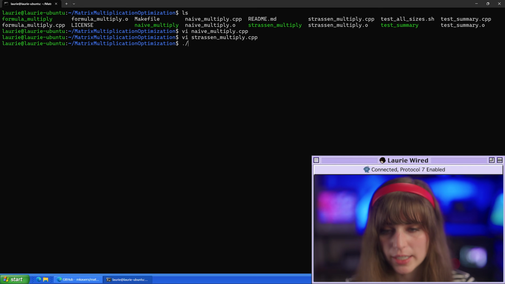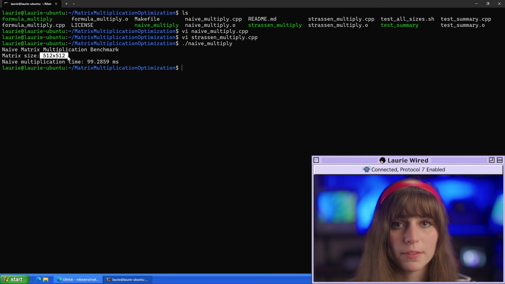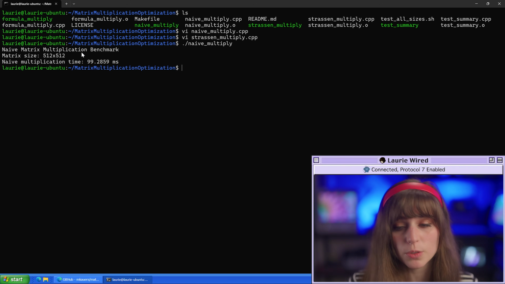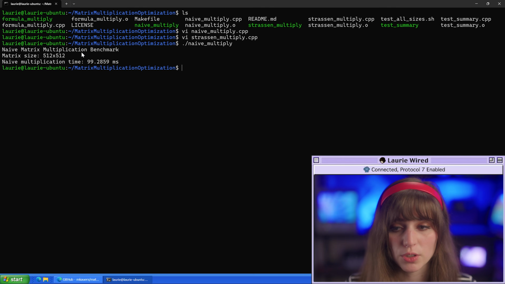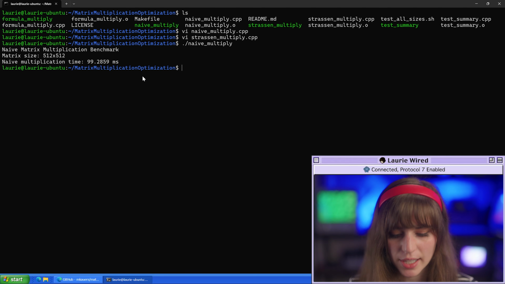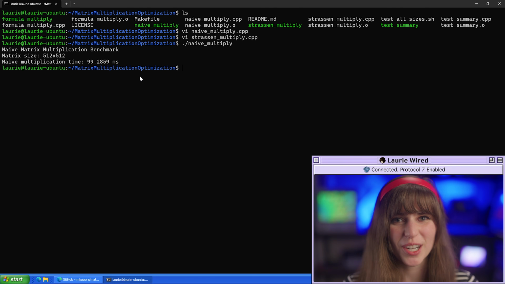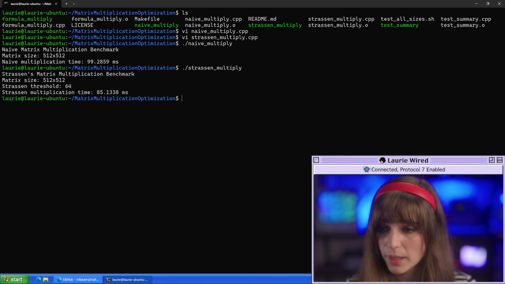First, I'm going to run my naive multiply. You can see I've got a 512 by 512 matrix. I thought that would be large enough to be able to demonstrate the optimizations seen by the Strassen routine. And we've got 99.2859 milliseconds. So let's see what our Strassen does with a matrix of the same size. Let's do our Strassen multiply.